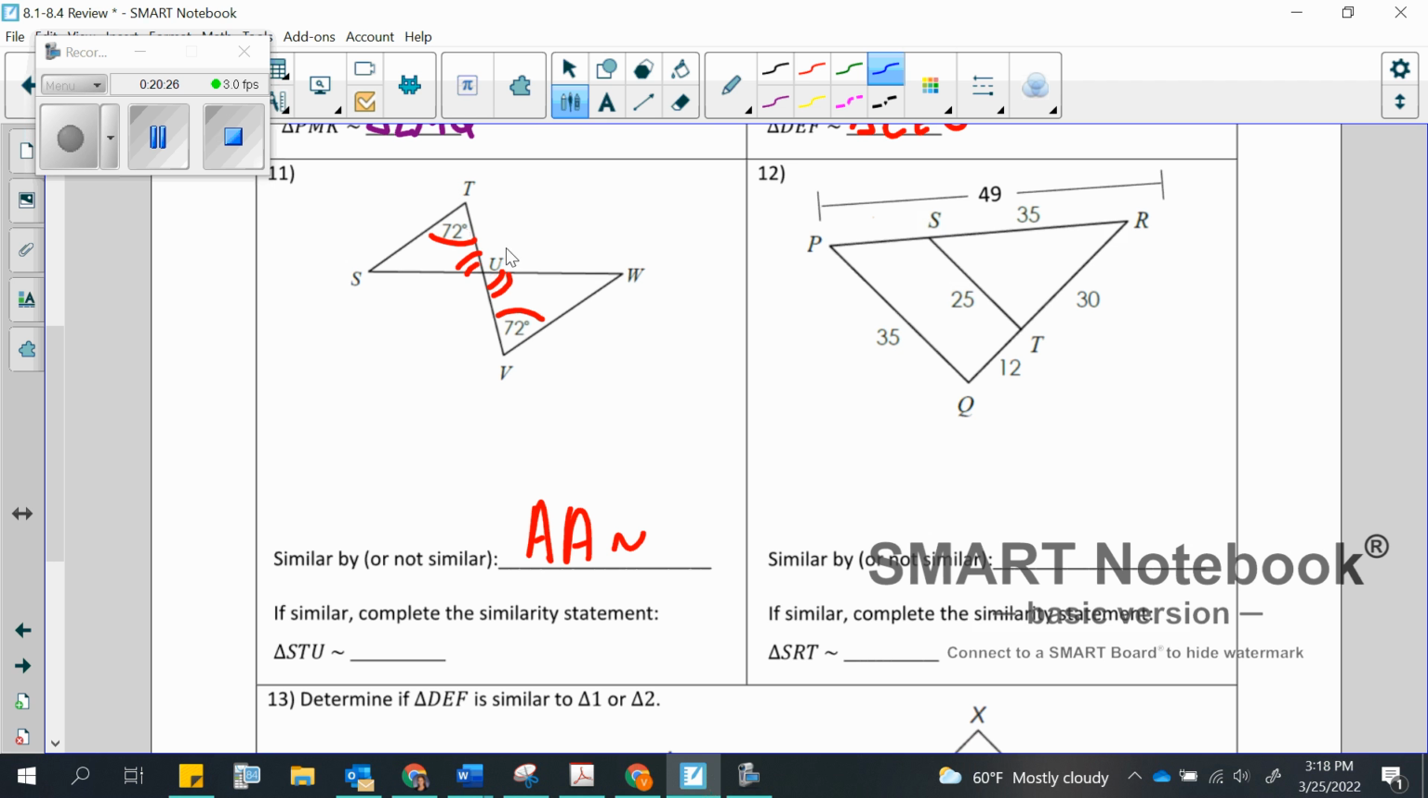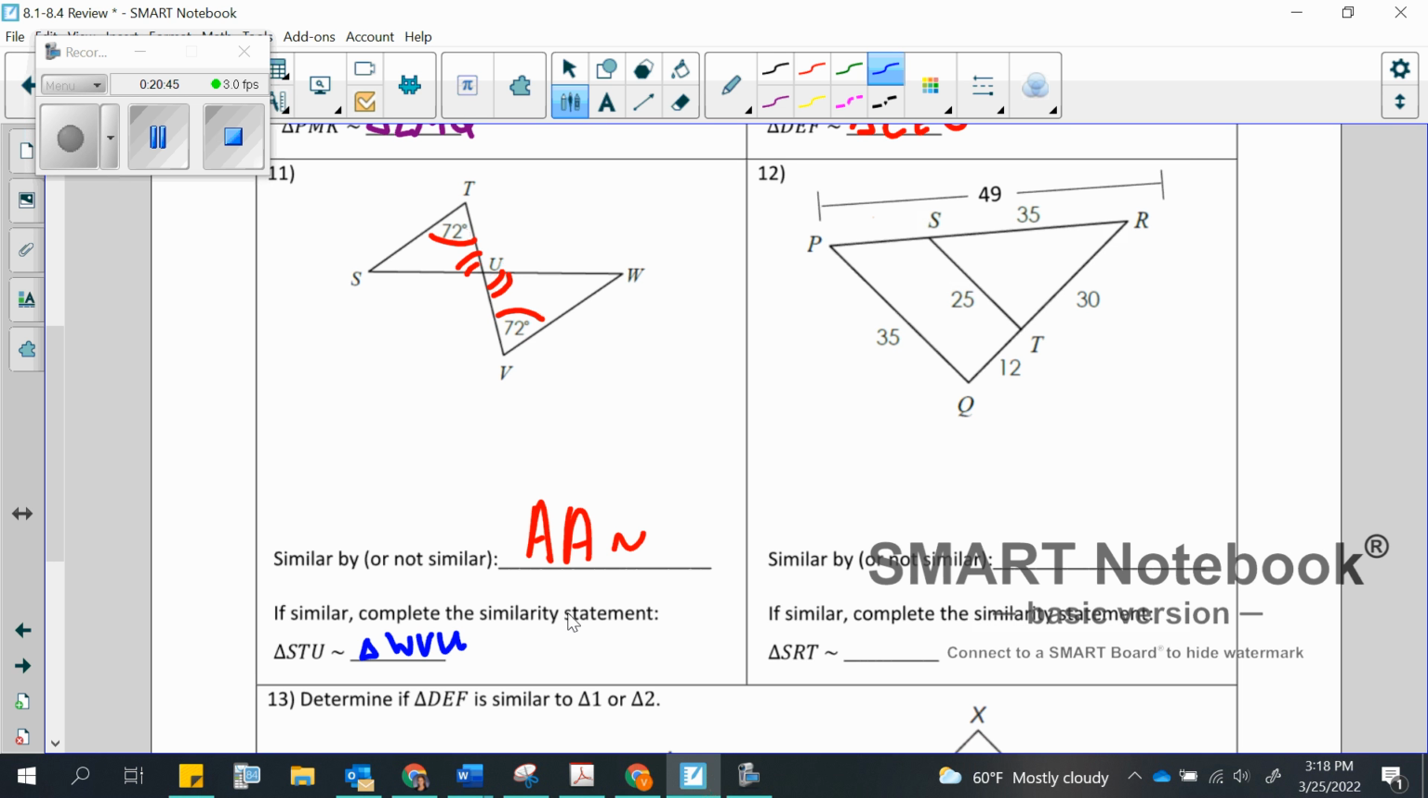We don't know anything about the third angles. We don't have lines parallel, anything like that. The third angles, I mean, we just know that those two, but that's all we need. So we could say, okay, triangle STU is similar to triangle WVU. Match up the corresponding angles.